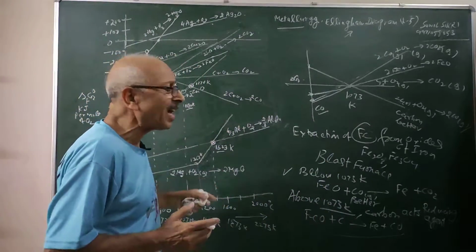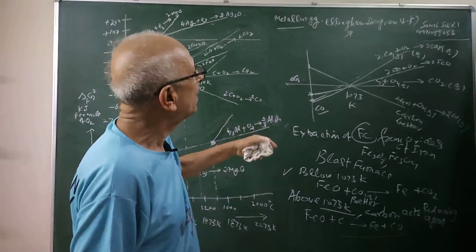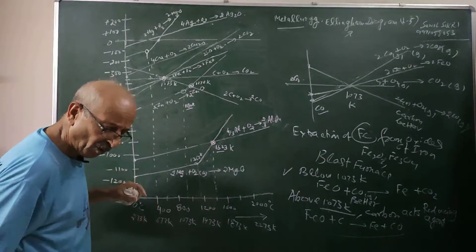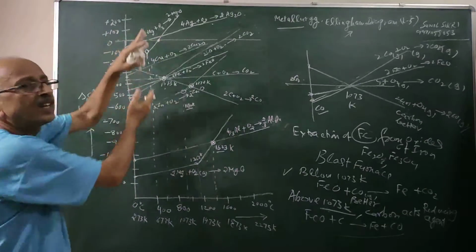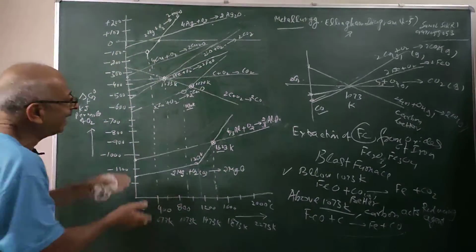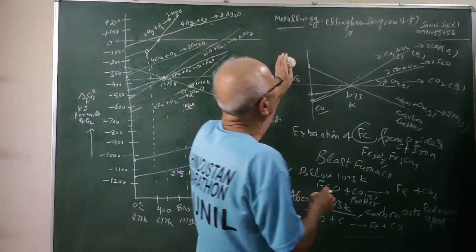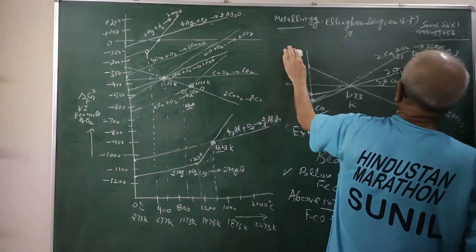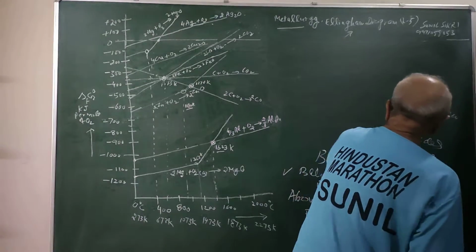This Ellingham diagram is of great help when we extract metals from their oxides, because the simple rule is that, remember the question will be there, the one which is lying lower will be able to reduce the one which is above it. The elements which are lower will be able to reduce the elements above them. So this we have shown.